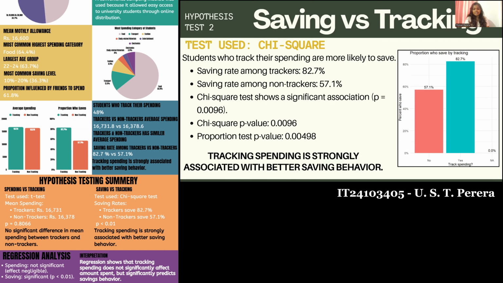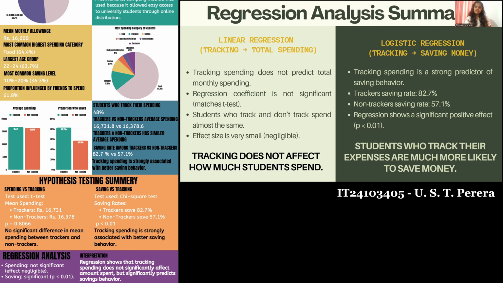To strengthen these findings, we also ran two regression models. The first one is linear regression. This model confirmed what we observed in the t-test. The tracking variable was not a significant predictor of total monthly spending, and the effect size was extremely small. So, once again, there is no meaningful impact on how much students spend.